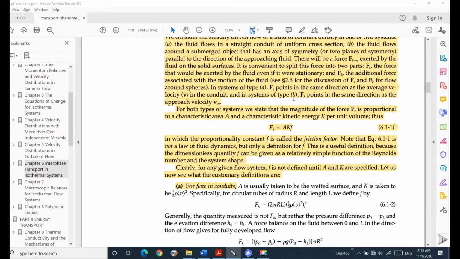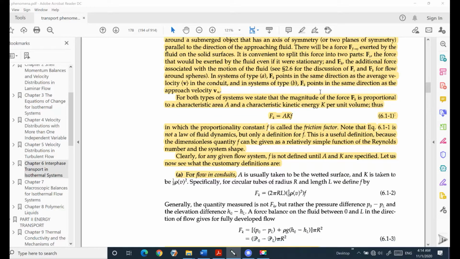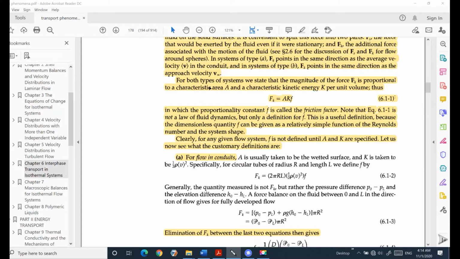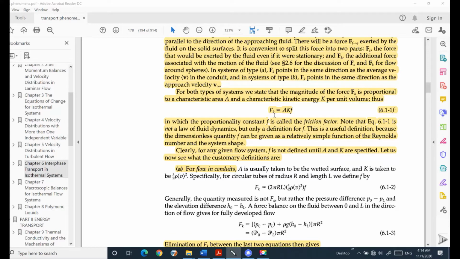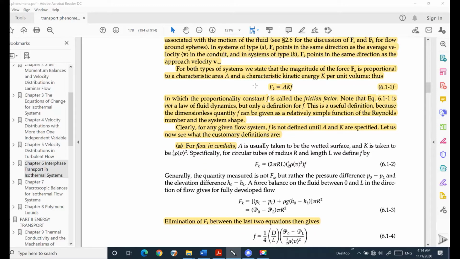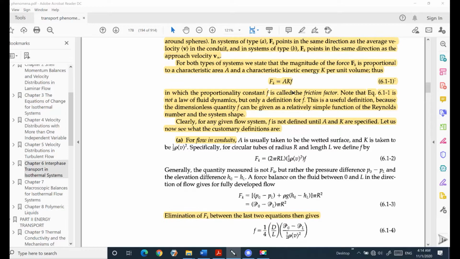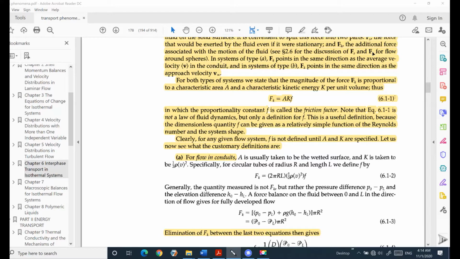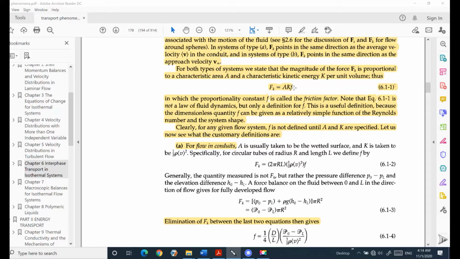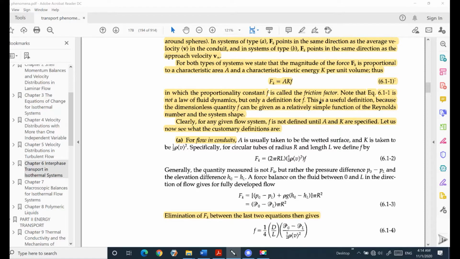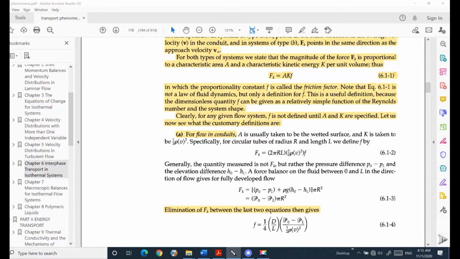Here, Fk points in the same direction as the average velocity in the channel, and in the system of type B, Fk points in the same direction as the approaching velocity v infinity. So for both systems, we can formulate the magnitude of the force Fk as proportional to a characteristic area A and the characteristic kinetic energy K per unit volume. Then we can write Fk by this formula. A is the characteristic area and K is the characteristic kinetic energy per unit volume. So what is f here? In the equation to calculate our force because of the fluid motion, we have a small f. This f is called the friction factor. It is the proportionality constant.